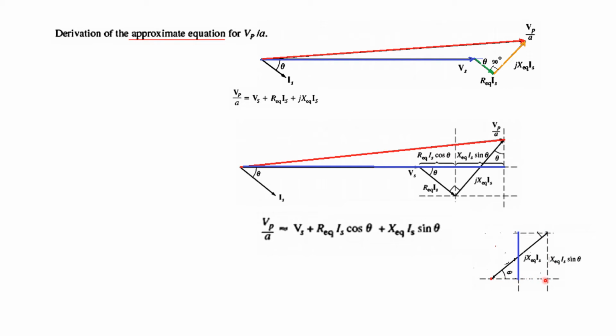From this triangle now you can see our hypotenuse is Xeq Is, and this is the angle theta. Therefore this is the perpendicular of the triangle, so it will be Xeq Is sine of theta. So we can now write this blue line also as Xeq Is sine of theta. So now the total approximate value of Vp over A is this portion Vs, then R equivalent Is cos theta, and then X equivalent Is sine theta.